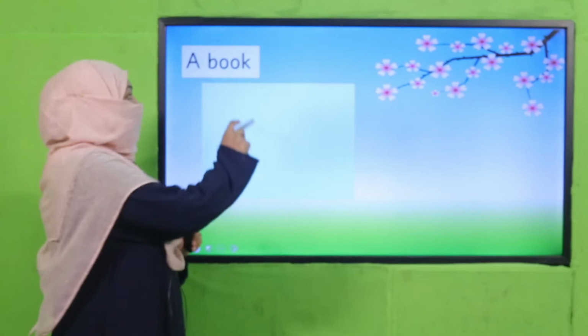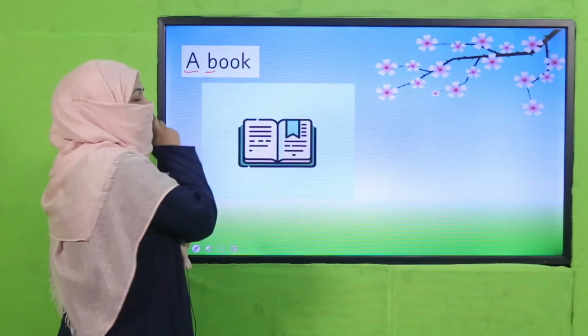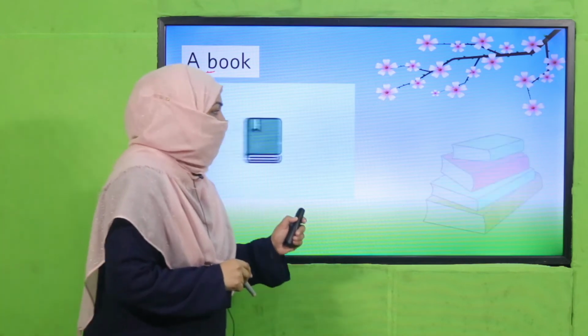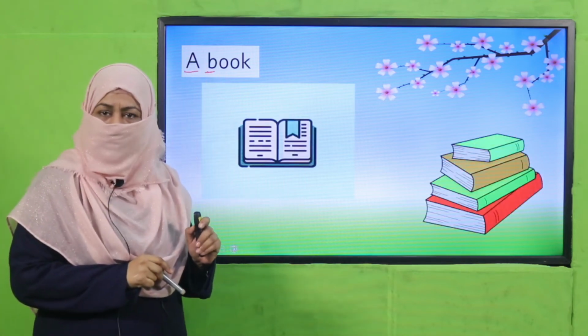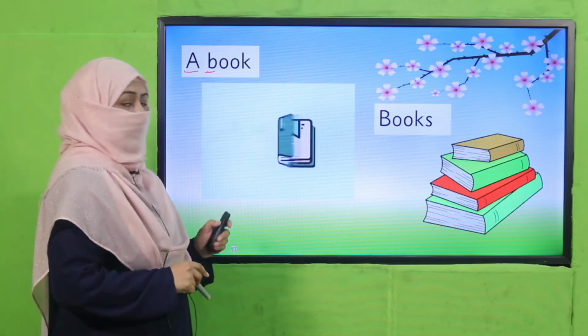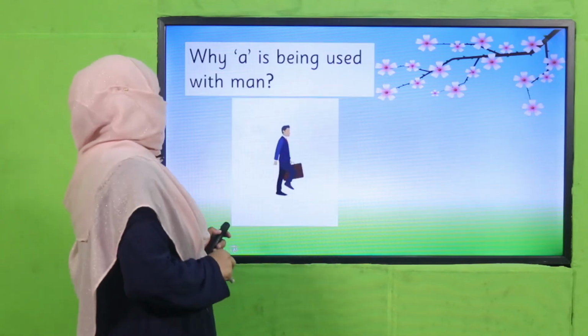A book. Why "a"? Because it's a consonant sound after it, and it's one. But if it is more than one, it's a plural naming word. So we will say books. Right? Are you clear? Okay.